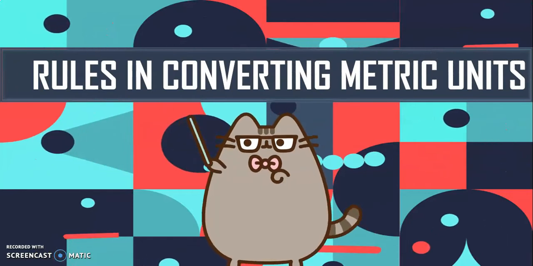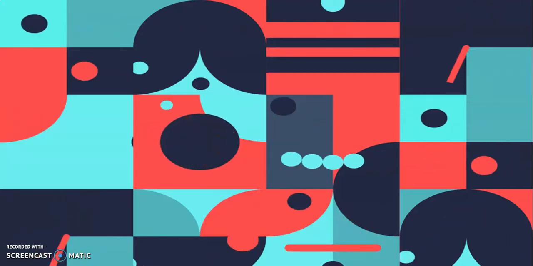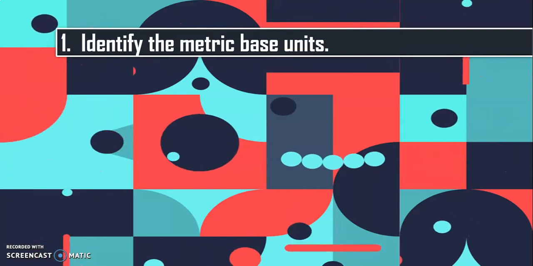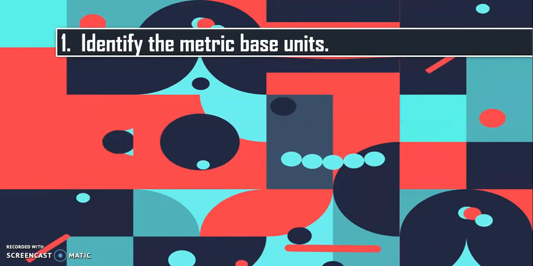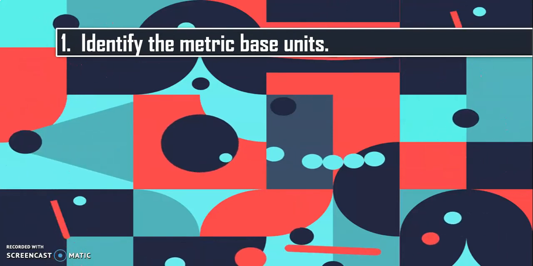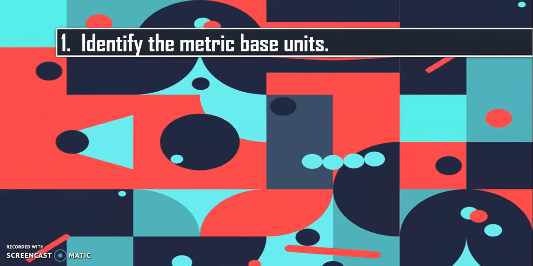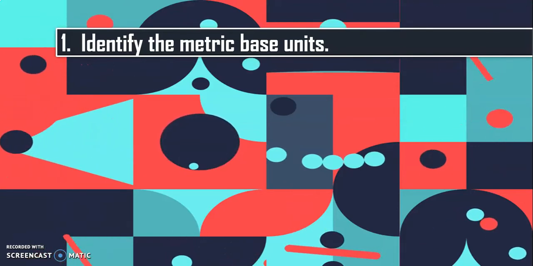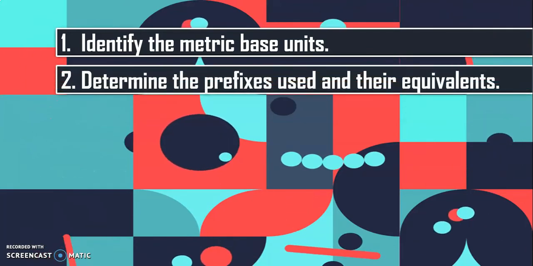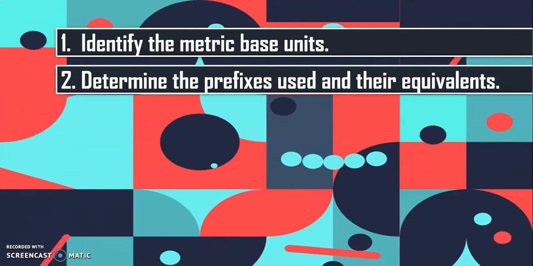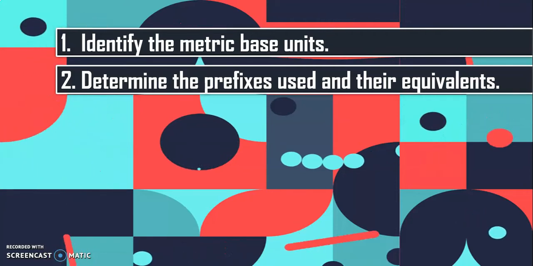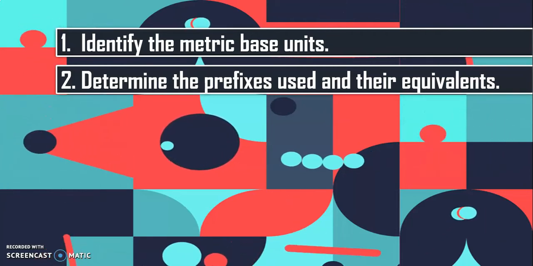Rules in converting metric units. First, identify the metric base units. The identified base unit should be used consistently in the conversion process and should not be confused with other base units. Second, determine the prefixes used and their equivalents. This can be done with the help of the conversion chart.